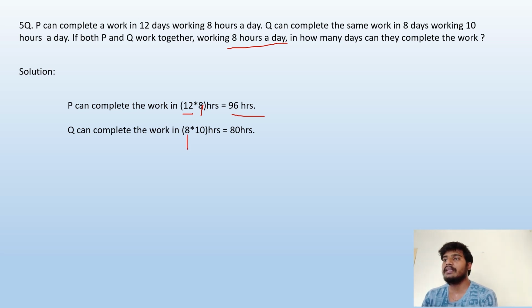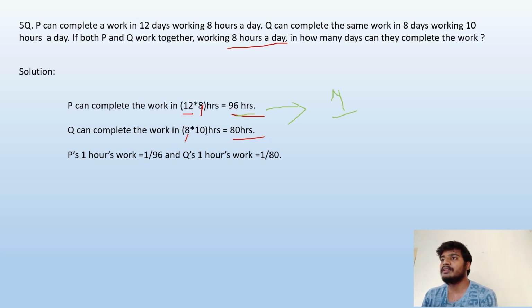Whereas Q is completing the work in 8 days, working 10 hours a day. So the total amount of time taken by Q is 80 hours. So P's 1 hour's work is 1 by 96, whereas Q's 1 hour work is 1 by 80. Let me explain. Let us consider the total work is 1 unit. If P completes the total work, 1 unit, in 96 hours, then in 1 hour it can complete 1 by 96 work, whereas Q can complete 1 hour's work as 1 by 80.